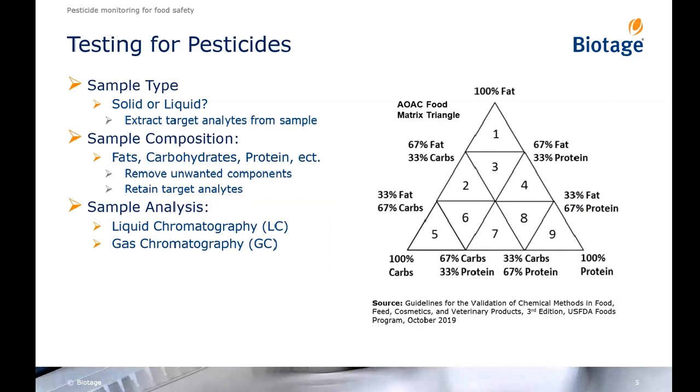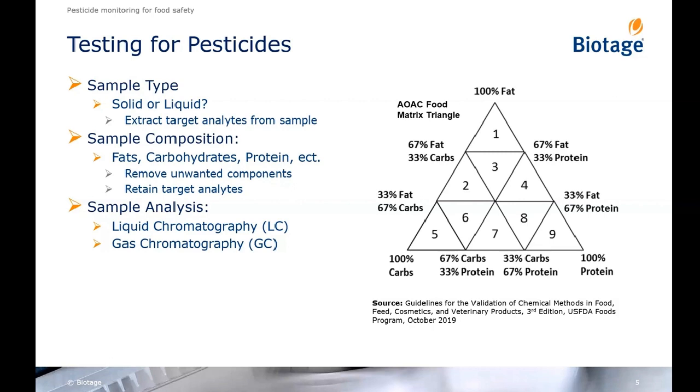So we talked about the several different types of pesticides that are monitored in the industry and the different matrices. But when we look a little bit closer at the different matrices that are monitored in the food and ag industry, you can simplify it just by breaking it down in its most simple form. So the first form that I'd like to break it down is the sample type. Is it a solid or liquid?